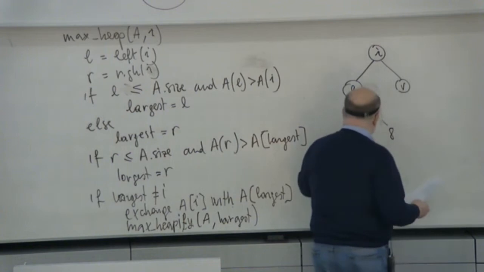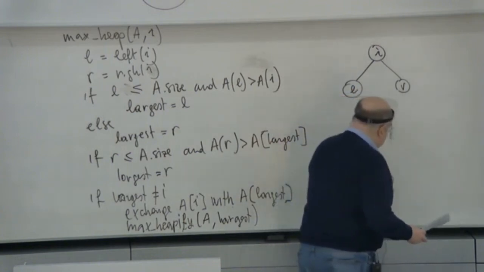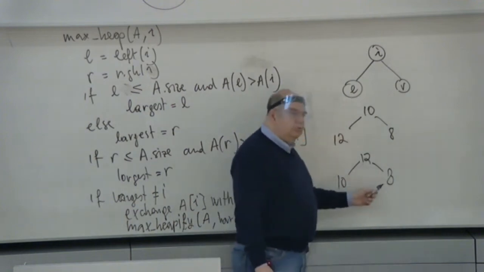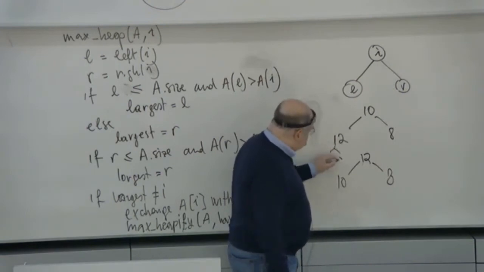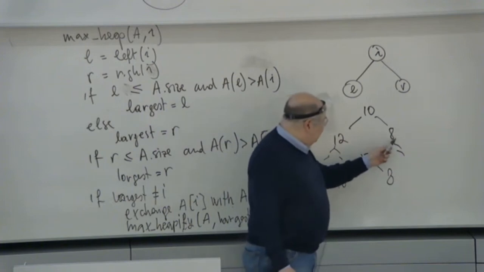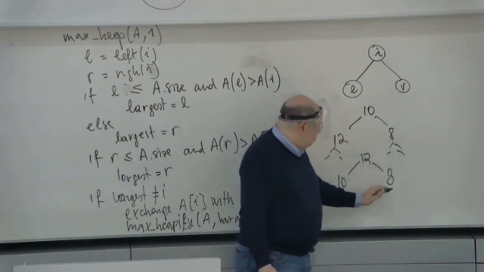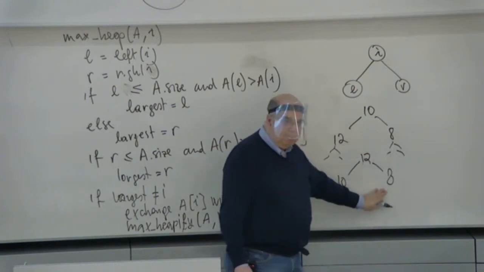Well, in this case, you swap these two, and you end up with 12, 10, and 8. Okay? But of course, when you do so, say you don't know what is below this, and you don't know what is below this. But 8 was larger than any of the numbers below 8, so you don't have problems here, because the max property is still true.